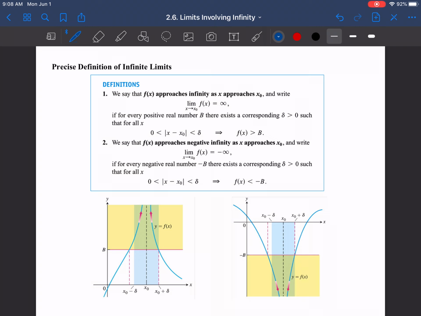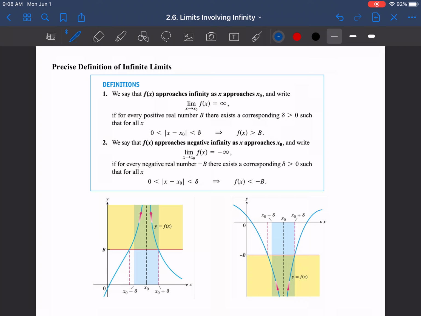All right, precise definition of infinite limits. We say that f of x approaches infinity as x approaches x naught, and write the limit as x goes to x naught of f of x equals infinity, if for every positive real number b there exists a corresponding delta such that for all x with absolute value of x minus x naught between 0 and delta, this then implies that f of x is greater than b.